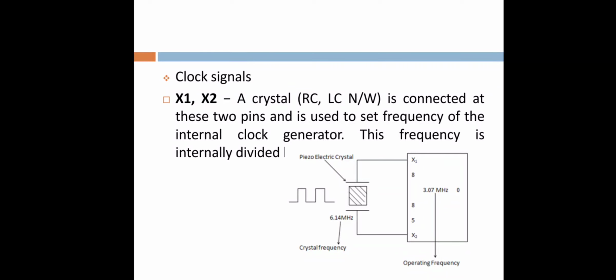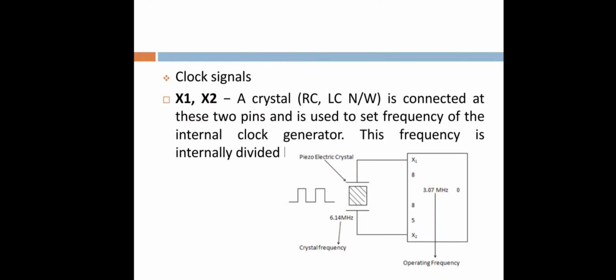Now clock signals. Pin number 1 and 2, X1 and X2, are both input pins, and they are used to connect the external crystal oscillator with the 8085. Through these two pins the clock is provided to the microprocessor. A crystal is connected at these two pins and used to set the frequency of the internal clock generator. This frequency is internally divided.